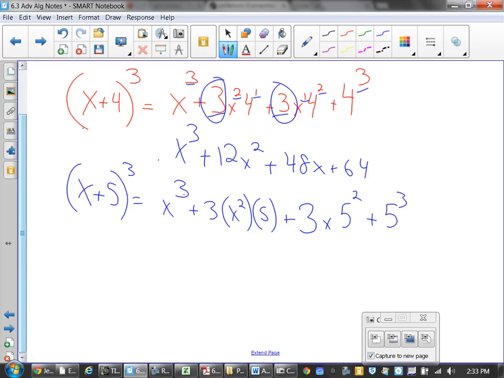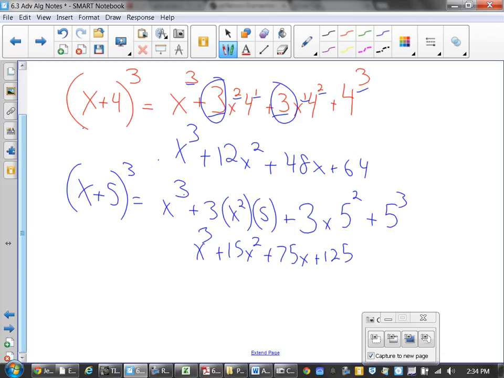Oh, it's just working out quickly like that. Okay. The idea of understanding the special pattern and how it works is going to help you tremendously when we get to factoring, because the factoring of these things works backwards. Okay. So you have x cubed, 15x squared, 75x, and 125.